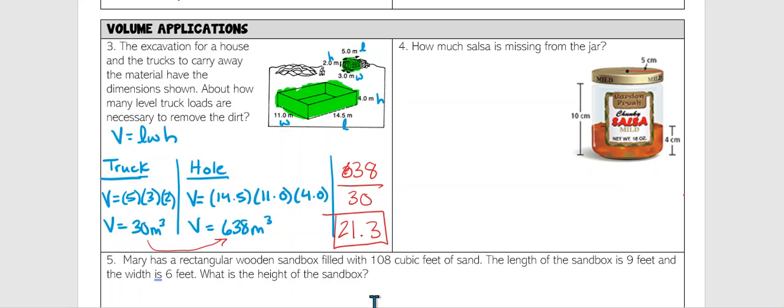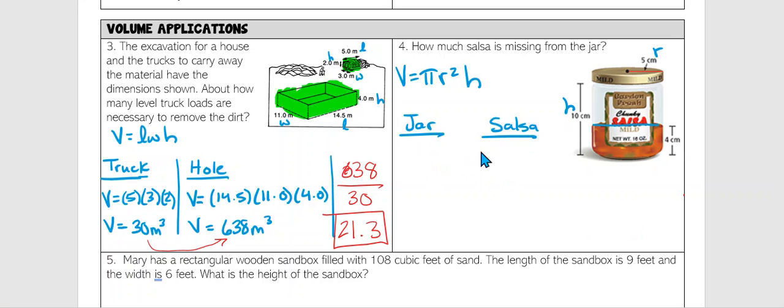For the next one, we want to know how much salsa is missing from the jar. So this looks like my cylinder. So I'm going to say volume equals pi r squared h. And I need to figure out the total volume of the jar. Then we need to figure out the volume of the salsa, because the salsa only comes to about right here. So if I look at my whole jar, I have my radius, which is 5, and I have my height, which is 10. The 4 is just the height of the salsa.